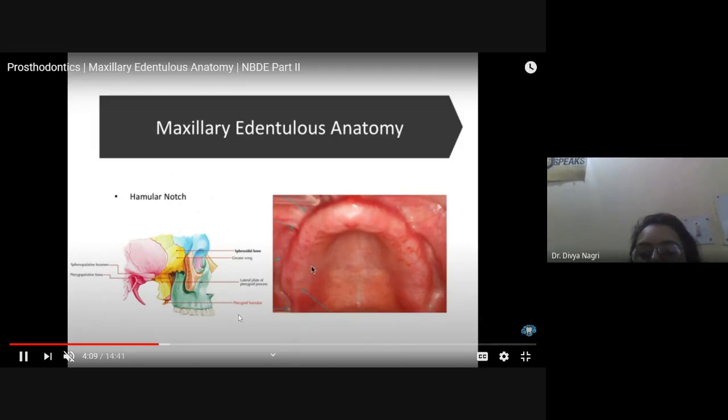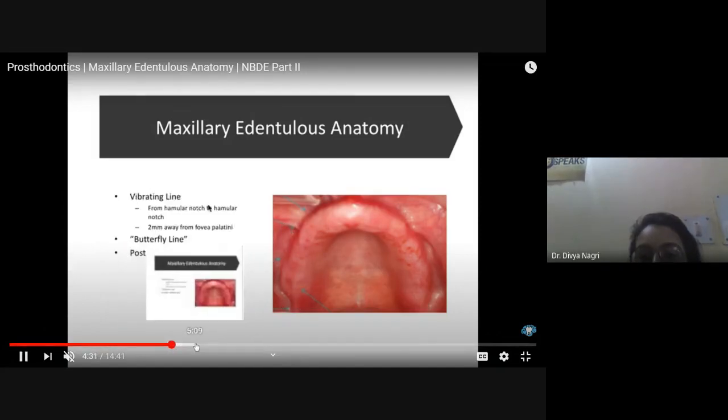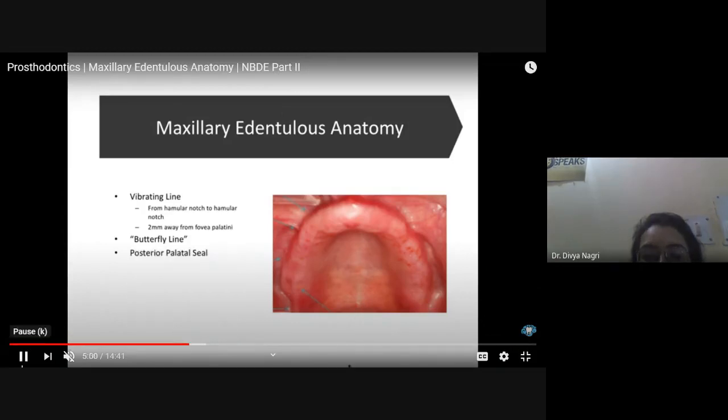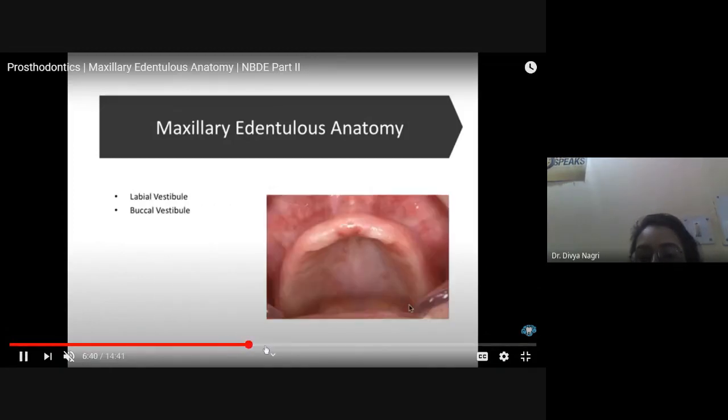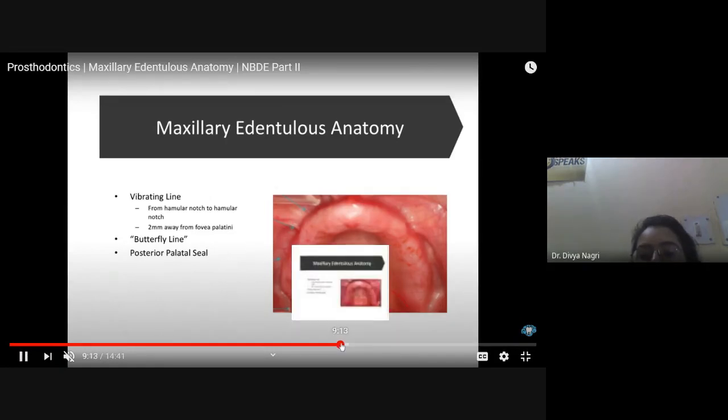Then we talked about the posterior palatal seal, which extends from one hamular notch till the other hamular notch. It is a limiting structure, forming a seal. Then we talked about the distobuccal portion of the impression. And we talked about the labial and buccal vestibule, the coronoid part and the pterygomaxillary seal area.